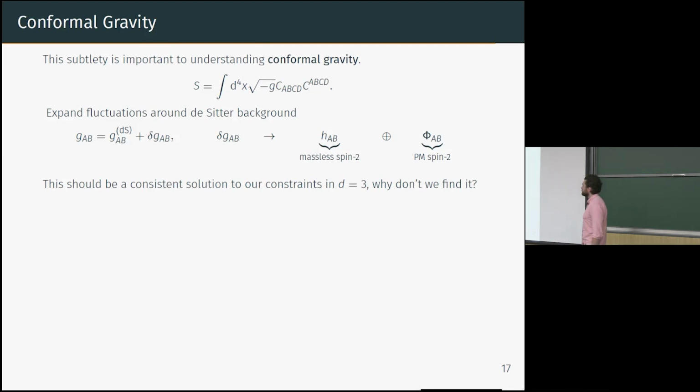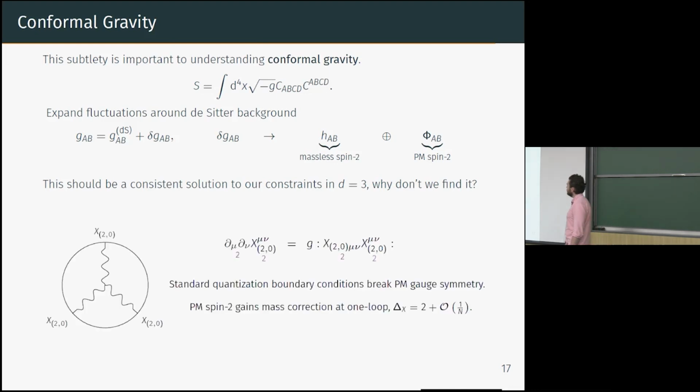And so this should have been a consistent solution to our constraints, but we didn't find it. The answer is because of this problem with boundary conditions. It turns out that the gauge symmetry of this partially massless spin 2 is actually broken by one of these double trace deformations. What that means is that this partially massless spin 2 isn't actually partially massless. It gets a mass at one loop. So there's an anomalous dimension that the operator gains at subleading order in 1/N. And so it's consistent that we didn't find this as a solution, but it suggests there's an extension of this program where you start thinking about all of the different ways that you can break these symmetries by double trace deformations, which is equivalent to the statement of all the different ways that you can Higgs the gauge symmetries in the bulk.